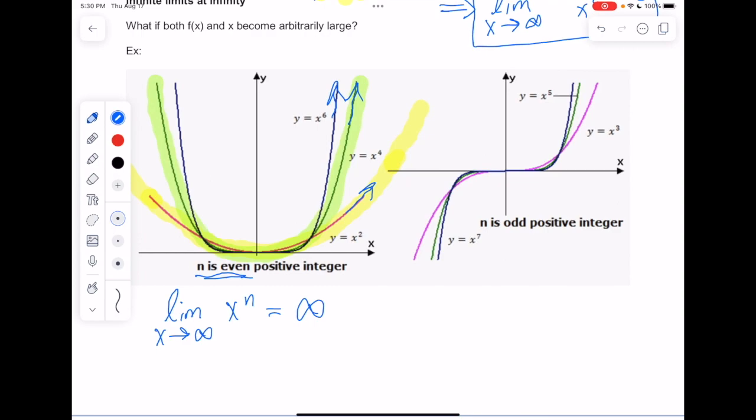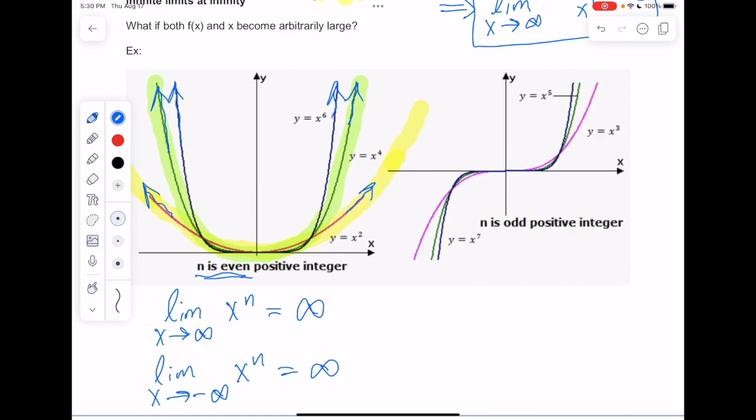And if you went to the left, so that you were looking at the limit as x approaches negative infinity of x to the n, where n is an even power, you still get the same thing, because as you're moving to the left, the y value is going up. Here, the y value is going up. The y value is going up, and up without bound and towards infinity.